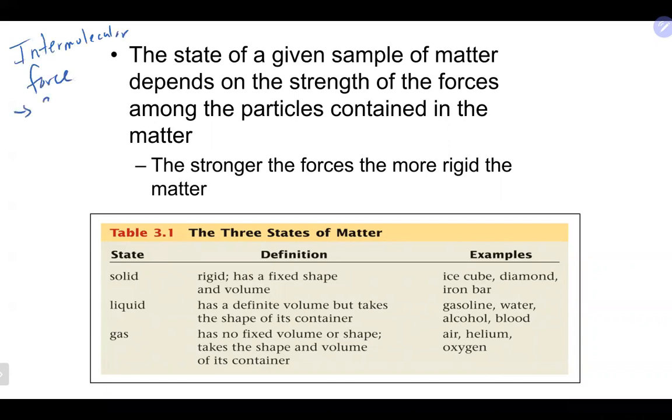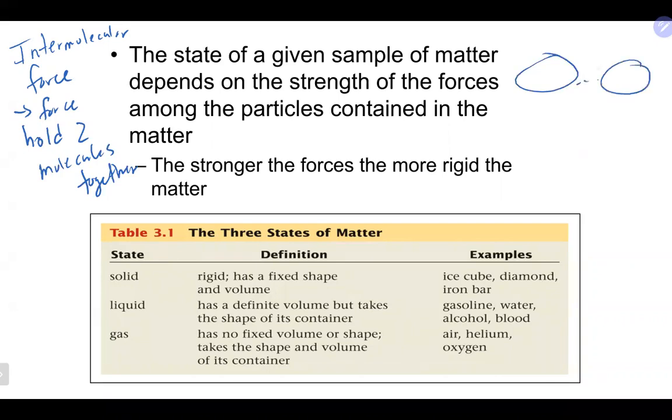And that's basically the force that holds two molecules together. So for example, if you had a water molecule like we were looking at, it is the force between those two water molecules that basically holds them together. So that's what keeps them there. For water, that would be what is known as hydrogen bonding, which is the force that holds it together. And hydrogen bonding is a relatively strong intermolecular force.